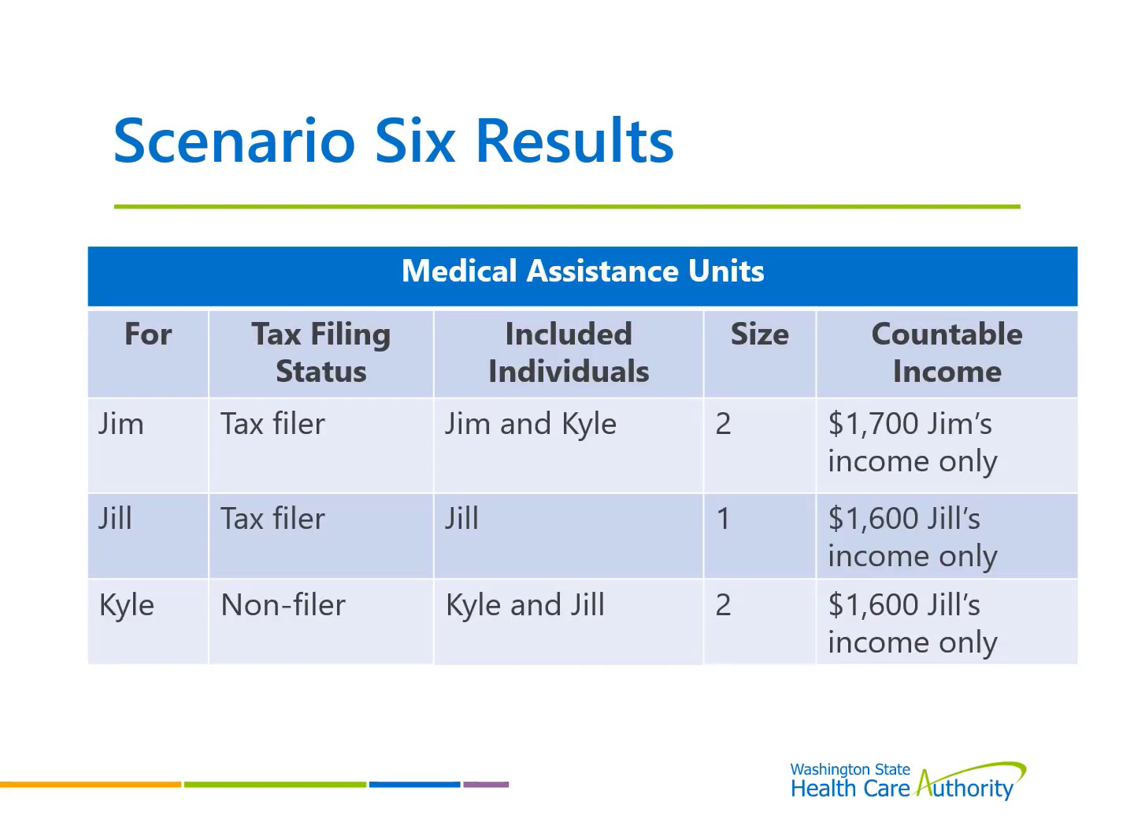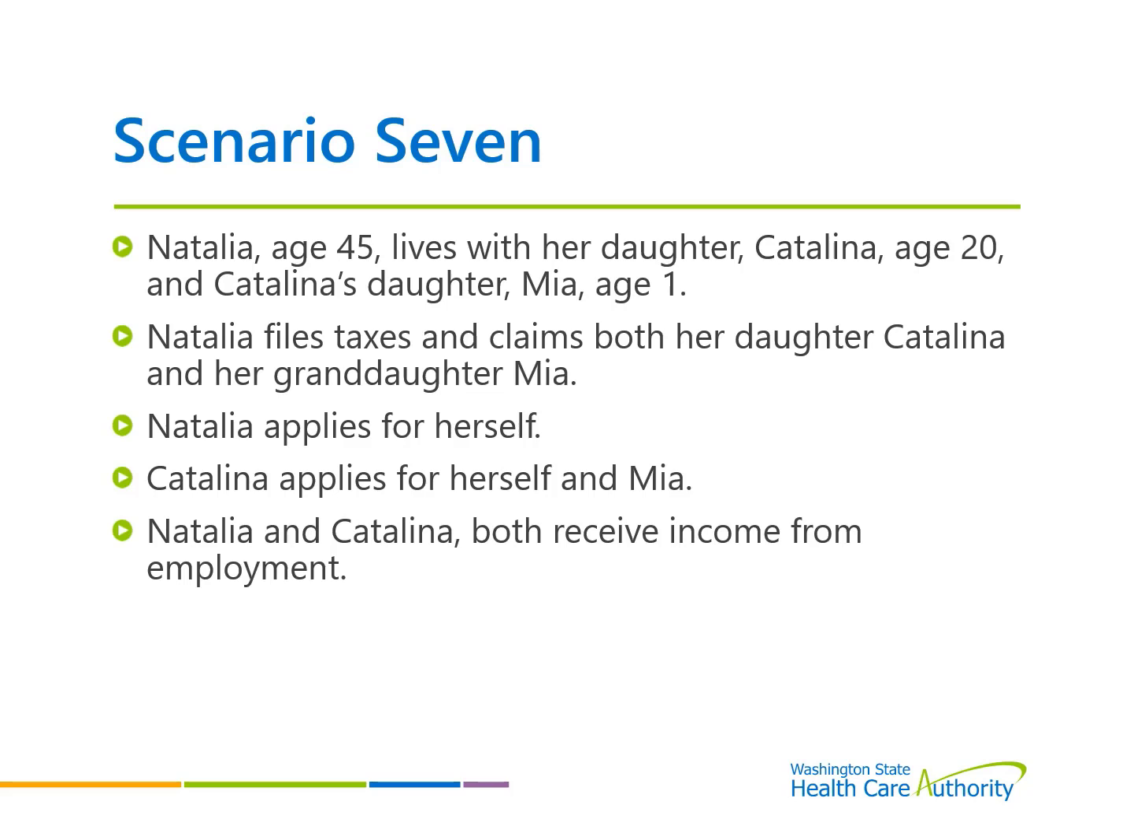Here are the results for scenario 6. As you can see in this table, Jim is eligible for Apple Health for adults and Kyle is eligible for Apple Health for kids.